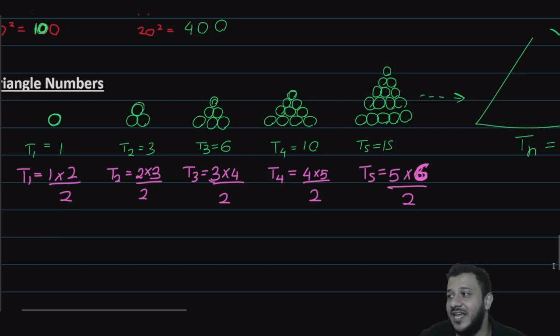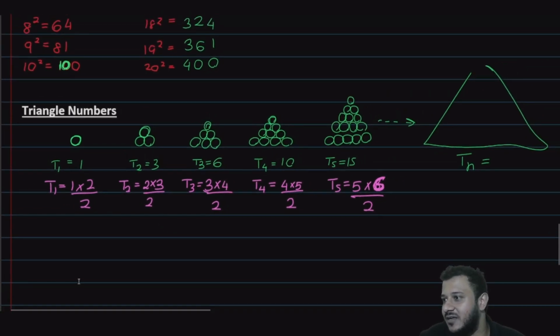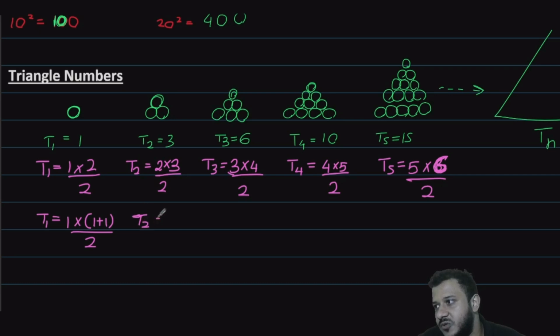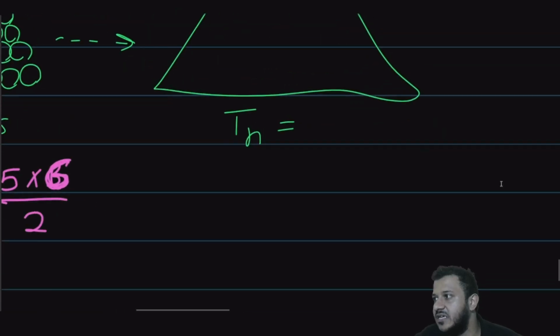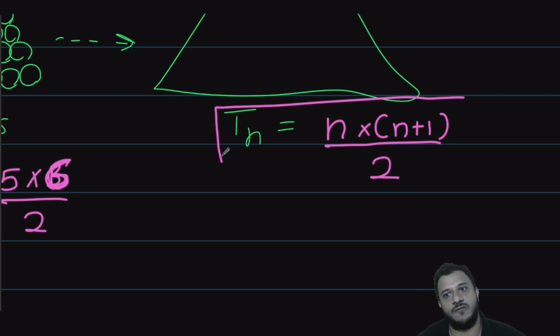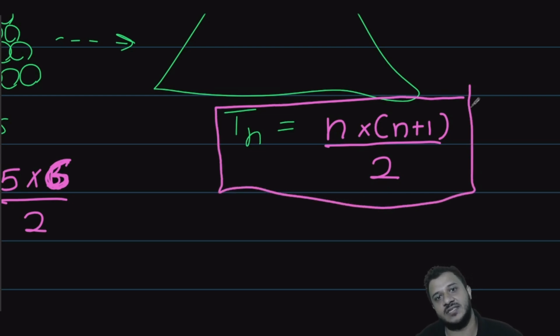So then we came to the equation. Term 1 is equal to the number I want multiplied by 1 plus that number, divided by 2. Term 2 is the number I want multiplied by 1 plus that number, divided by 2. Like that it goes on. So I can write term n as the number I want multiplied by the number after that, 1 plus that number, divided by 2. The general equation of a triangular number pattern is this.